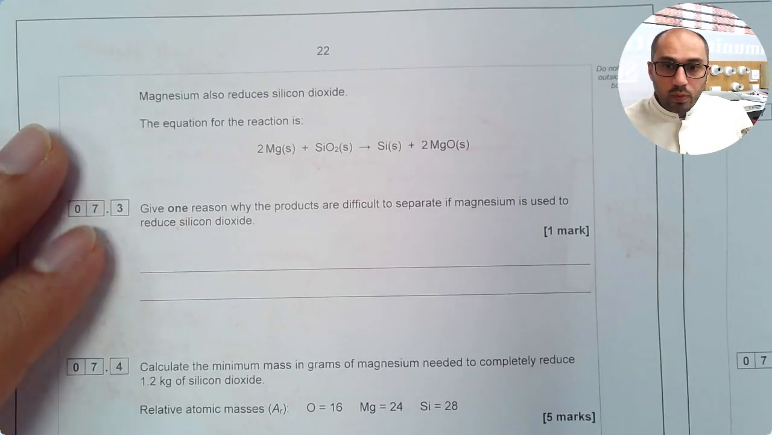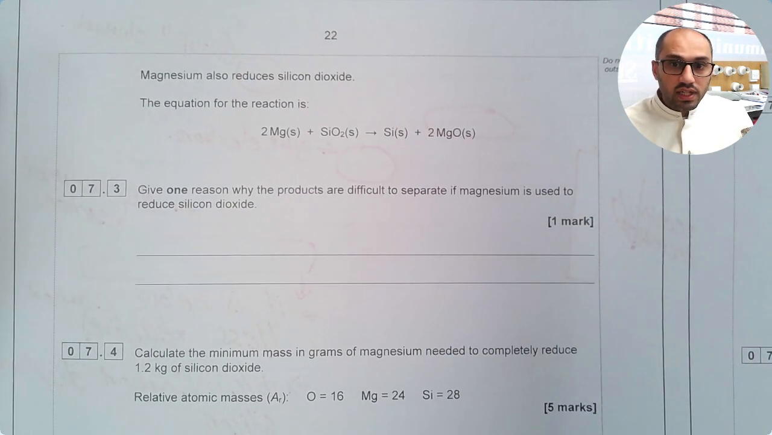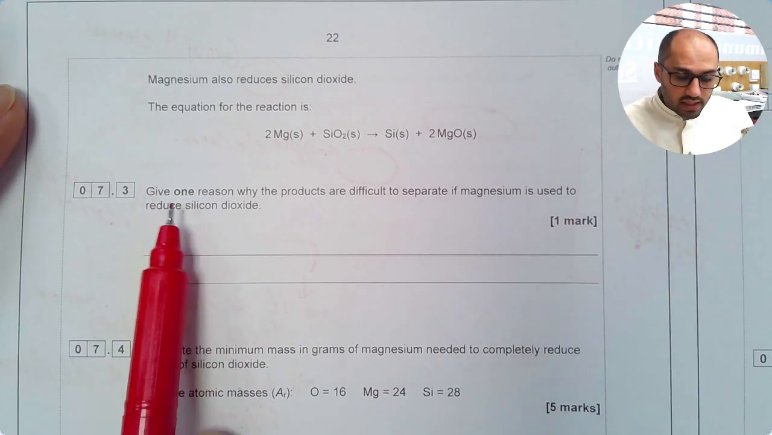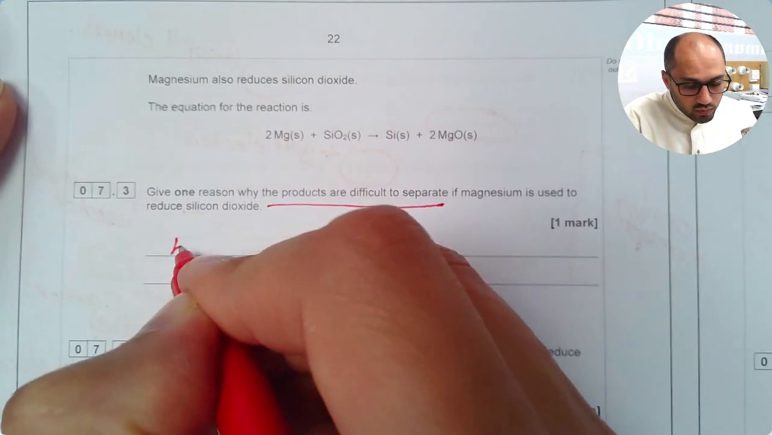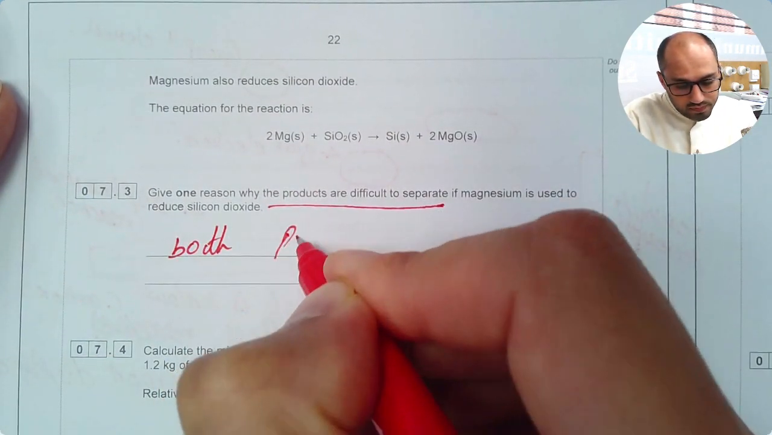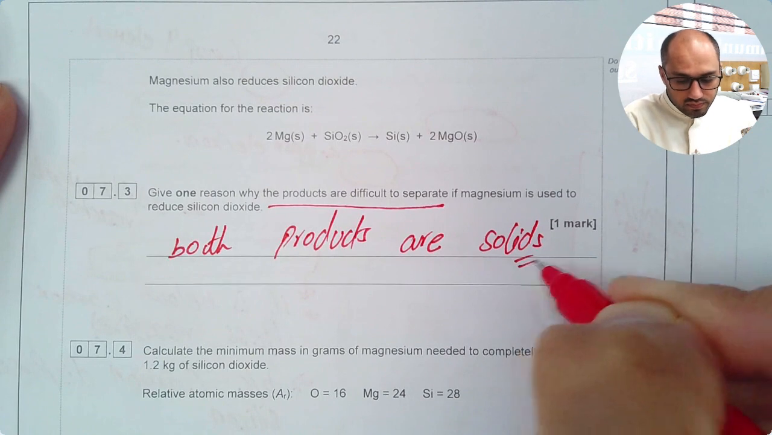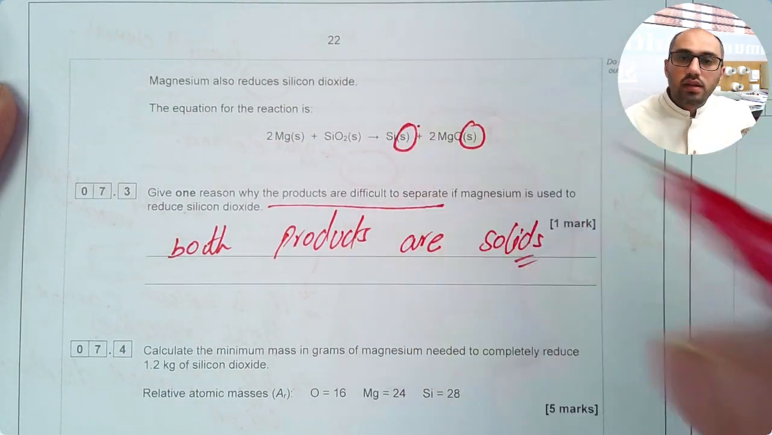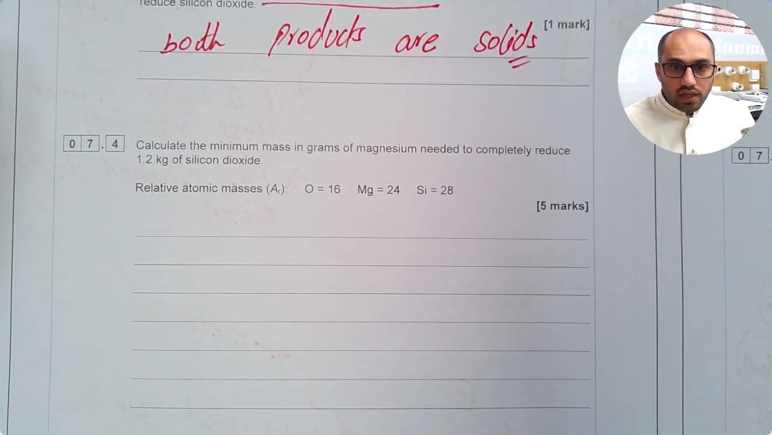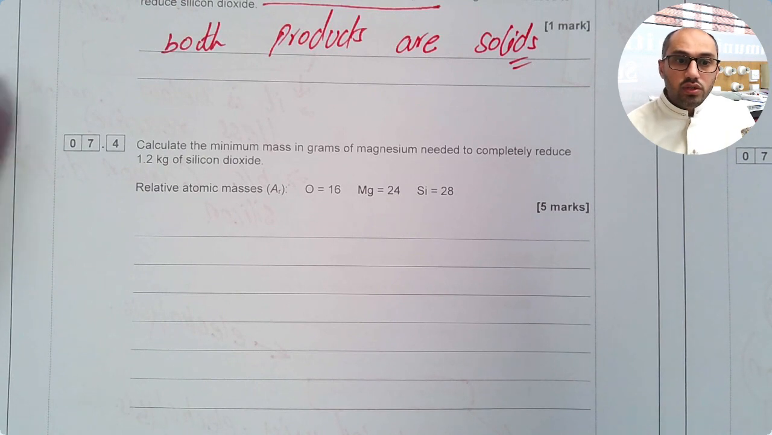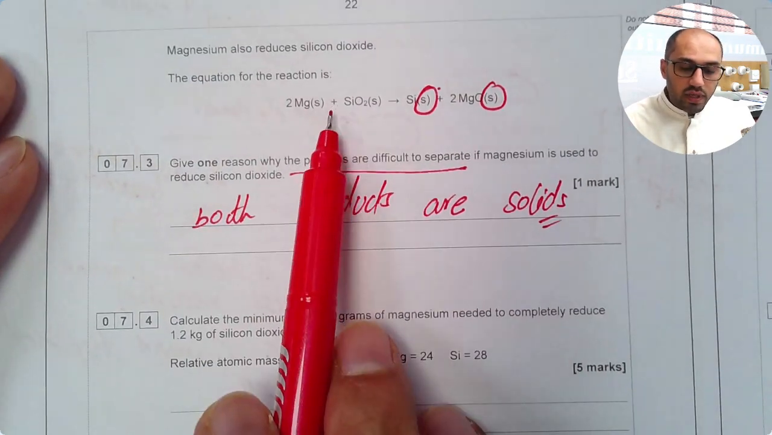But in this case, both products are solids. So if they are both solids, it will be a bit difficult to separate silicon from magnesium oxide. It says give one reason why the products are difficult to separate. All I have to say is both products are solid. So pay attention to this. Next part says calculate the minimum mass in grams of magnesium needed to completely reduce 1.2 kilograms of silicon dioxide. So basically, you'll have to make use of this equation.